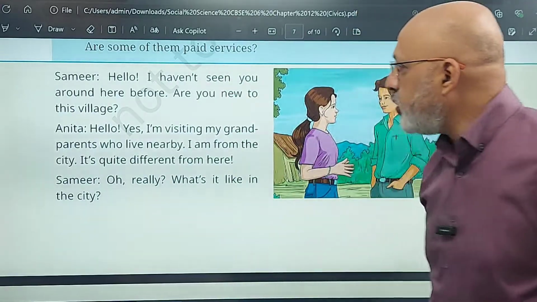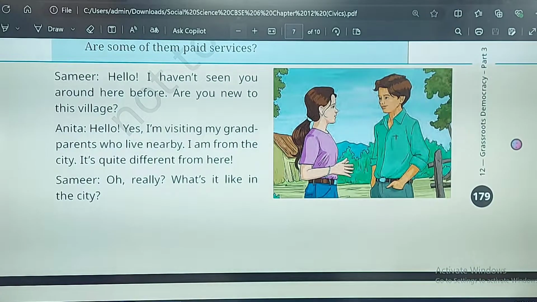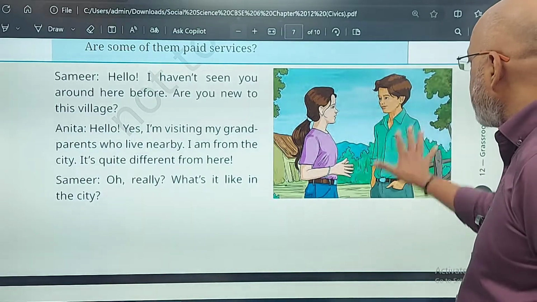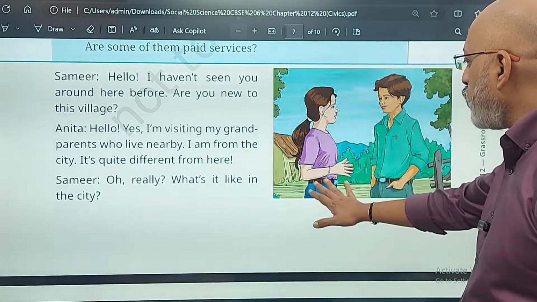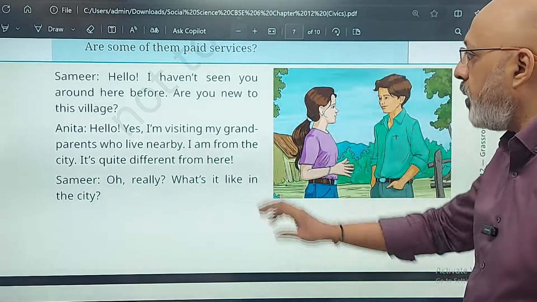Hello, I haven't seen you around. Samir and Anita are talking. Samir says, hello, I haven't seen you around here before. Are you new to this village? So he's in a village. So Anita has come to this village. So Samir asks her that I haven't seen you here, are you new here?